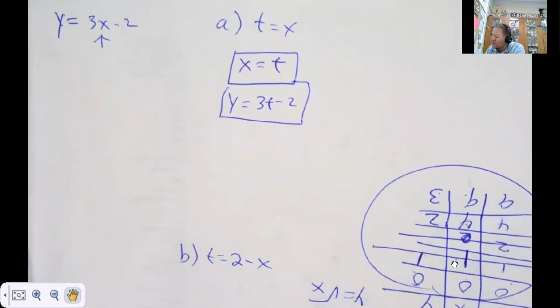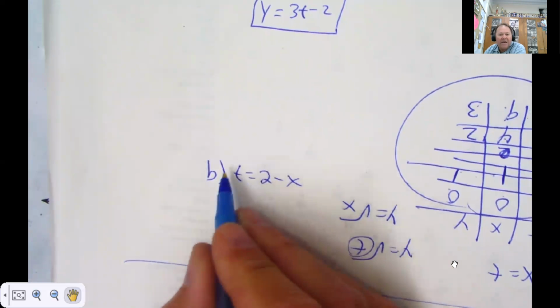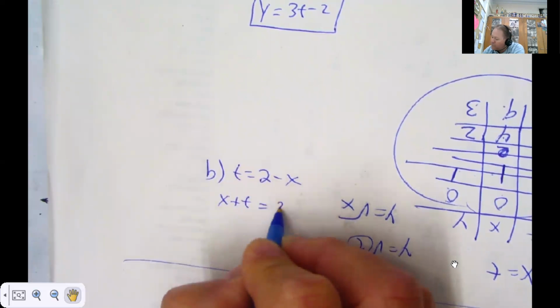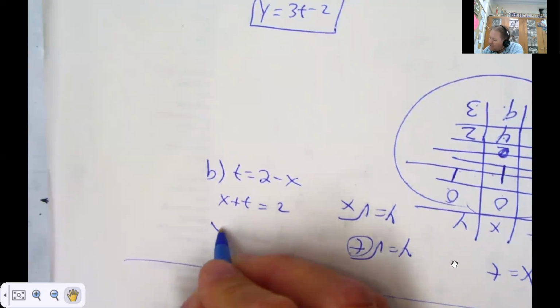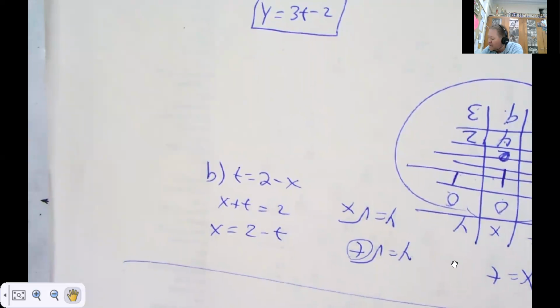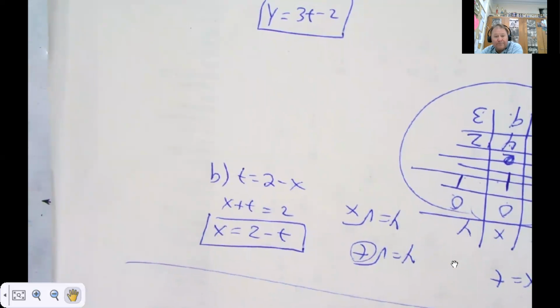Now, this one is a little bit harder, but not too bad. So this time we have to write x in terms of t, which would be pretty easy. We can go ahead and add an x to both sides. Then x plus t equals 2. And then subtract a t from both sides, and we get x equals 2 minus t. And let me box that. There's x in terms of t.